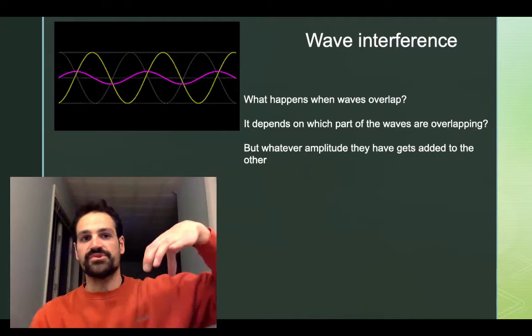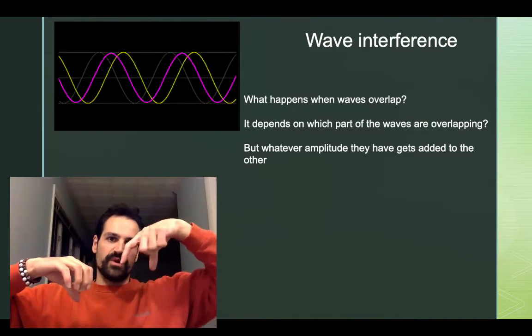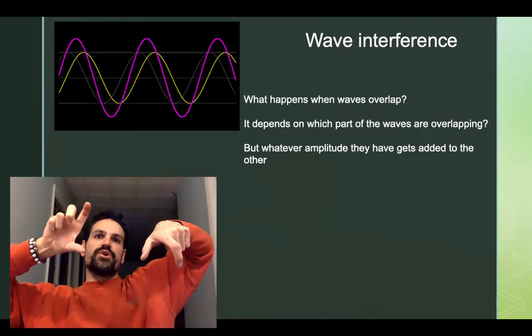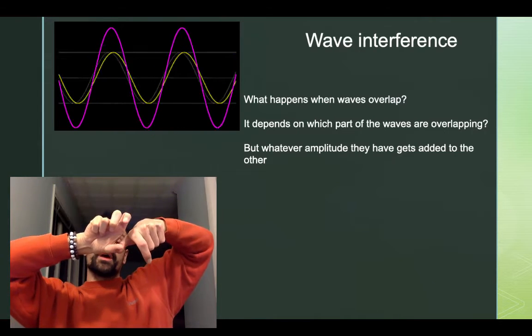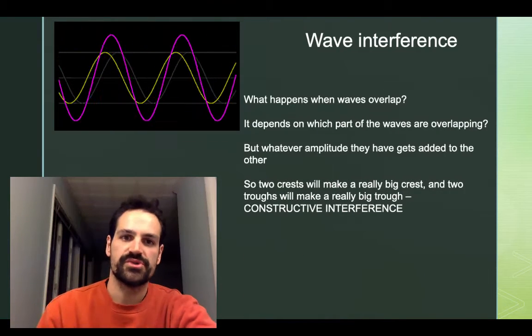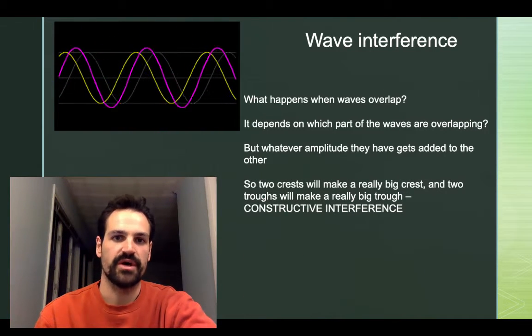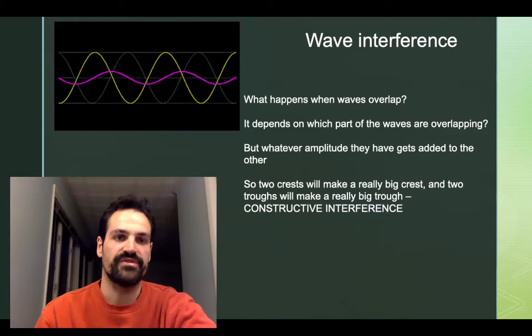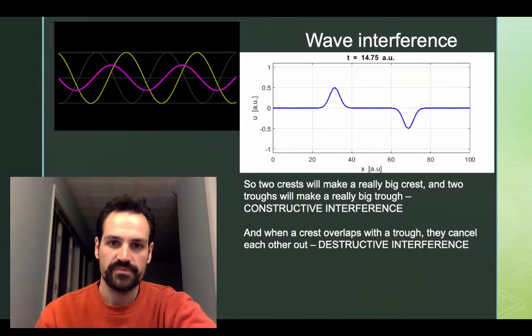But whatever the amplitude of either wave is, so if you have a wave 1 meter tall and a 2 meter tall wave, when they're overlapping, they're going to make a 3 meter wave. So two crests will make a really big crest and two troughs will make a really big trough. That's constructive interference.